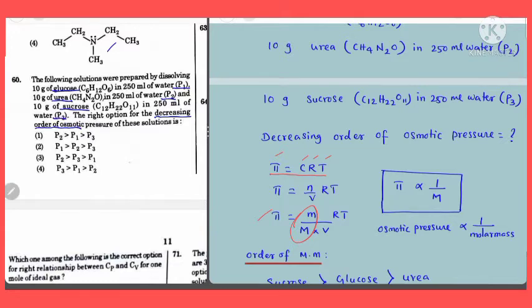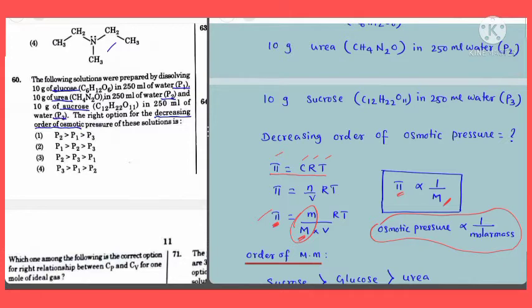Now just look at the relation between osmotic pressure and molar mass. Osmotic pressure is inversely related to molar mass. Among these three substances, glucose, urea and sucrose, the one having lesser molar mass will have greater osmotic pressure and vice versa.